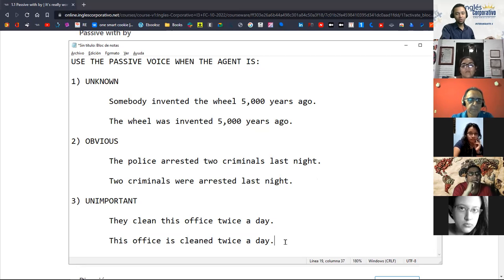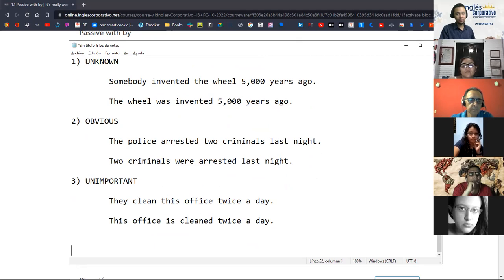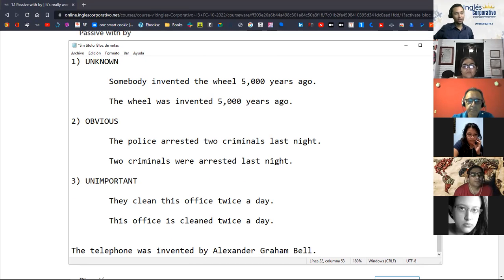Ahora bien, si nosotros consideramos que es pertinente mencionar al agent porque sí sabemos quién es, no es obvio y además sí es importante, entonces utilizamos by, como el ejemplo que hemos estado viendo. The telephone was invented. Claro, sabemos que fue inventado, pero ¿quién inventó? Aquí sí sabemos quién es, no es obvio, ¿verdad? Y sí es importante mencionarlo. By Alexander Graham Bell. In that case, you use by. That will be the explanation.